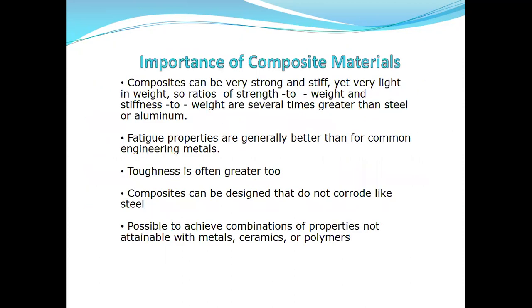Importance of composite material. Composites can be very strong and stiff, yet very light in weight. So the ratio of strength to weight and stiffness to weight are several times greater than steel or aluminum. Fatigue properties are generally better than for common engineering metals. Toughness is often greater too. Composites can be designed that do not corrode like steel. It is possible to achieve combinations of properties not attainable with metals, ceramics, or polymers. These are the importance of composite material.